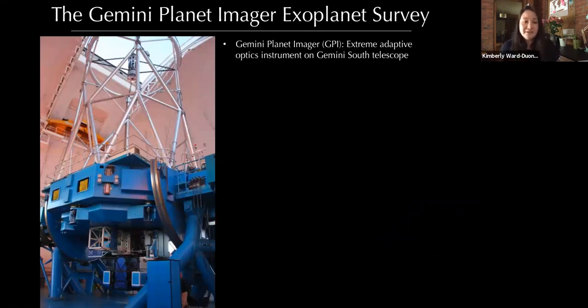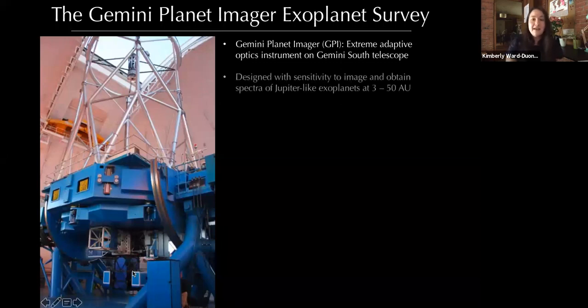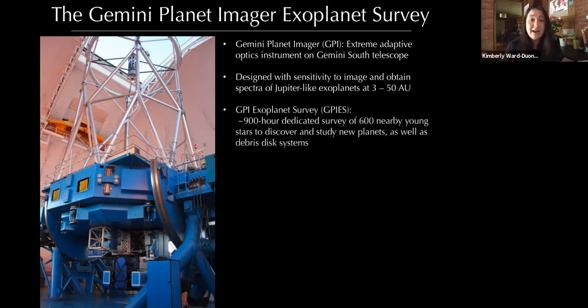So the Gemini Planet Imager, or GPI, is or was an extreme adaptive optics instrument on Gemini South, shown here in the little blue box on the bottom at the Cassegrain focus of Gemini South. The point of this instrument was to directly image and obtain spectra of Jupiter-type exoplanets at separations of 3 to 50 AU. And we had a 900-hour survey to look at the nearest, youngest 600 stars to try and image their planets as well as their debris disks.